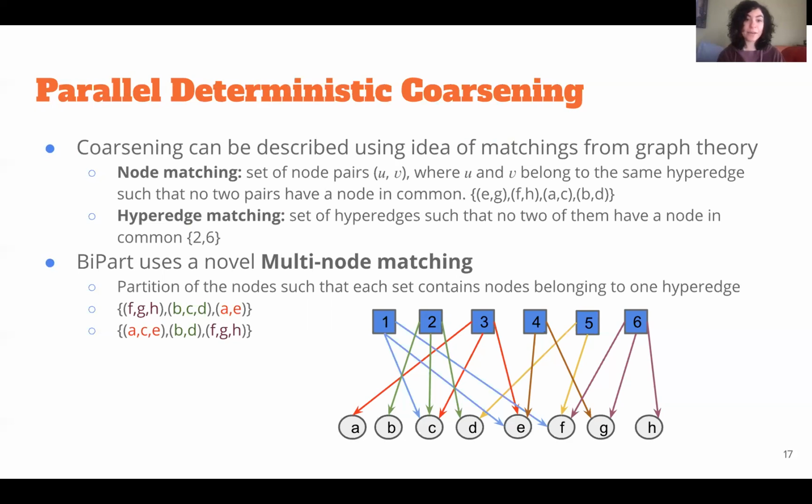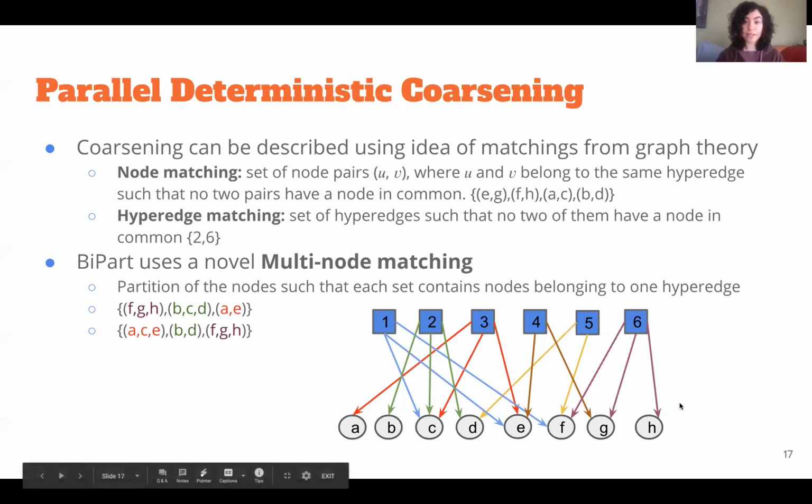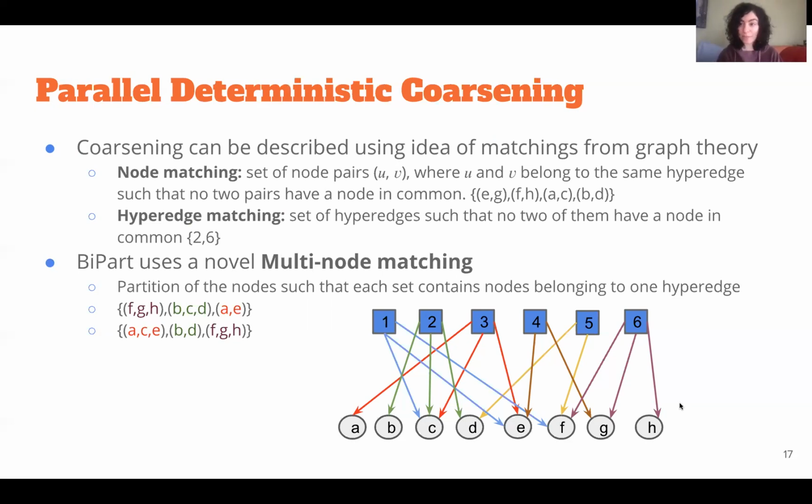Coarsening in a hypergraph can be described using the idea of matching from graph theory. We have node matching. A node matching of a hypergraph is a set of node pairs U and V, where U and V belong to the same hyperedge, such that no two node pairs have a node in common. For example, the node matching of this hypergraph is EG, FH, AC, and BD. We have hyperedge matching. A hyperedge matching of a hypergraph is a set of hyperedges such that no two of them have a node in common. For example, hyperedges 2 and 6 are a hyperedge matching.